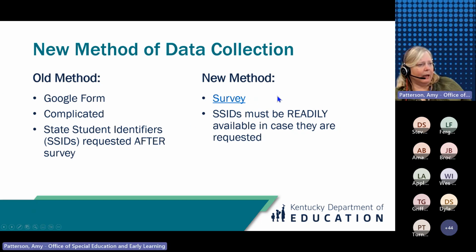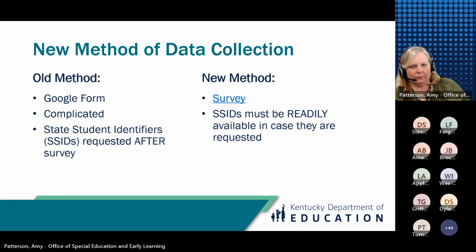Now, for this year and going forward, you need to have the SSIDs of any students who are part of the data collection for Indicator 12. You need to have those SSIDs readily available because we're probably going to ask for them. We don't want you to send them. We don't want you to email them to us right now, but we're probably going to ask for them. Just have them available.